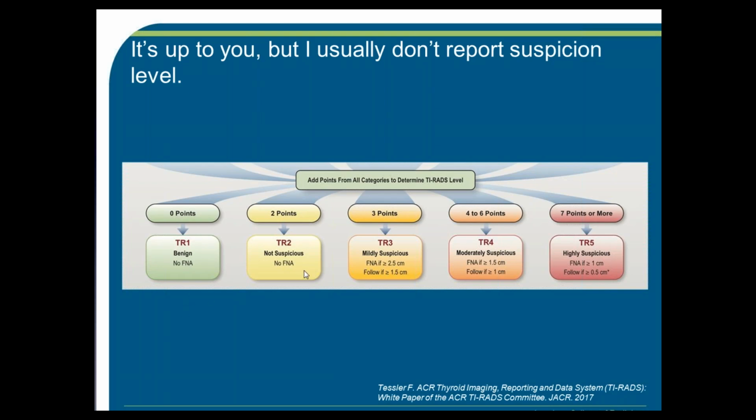Here you see that going from TR1, TR2, 3, 4, and 5, you have different points associated with each one, but you also have the descriptors that the ACR TI-RADS committee applied to each one, going from benign, not suspicious, all the way up to highly suspicious. I think that those terms were appropriate relative to one another. However, the reason that I usually don't report suspicion level is that referring physicians and especially patients may wonder about highly suspicious nodules that are not being biopsied or in some cases not being followed, as Jenny referred to earlier.